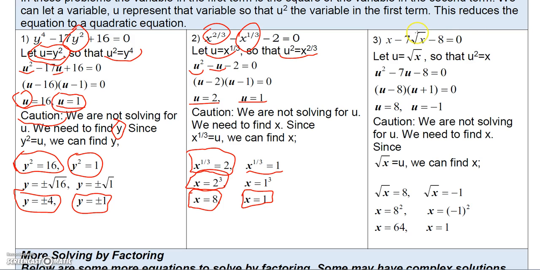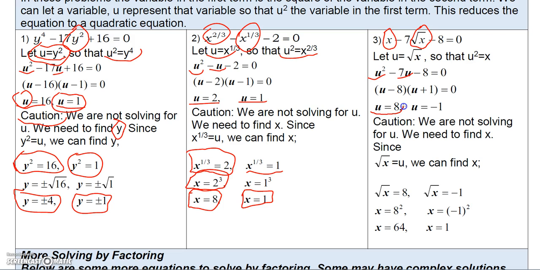Okay, now one more. This one has square root of x, and of course you know that if you square the square root of x, you just get x. So we could let u equal the square root of x, and then u squared would equal x, and that way we could replace the x here with u squared. We could replace the square root of x with u, and we get this quadratic equation, u squared minus 7u minus 8 equals 0. Then you can factor that into u minus 8, u plus 1.